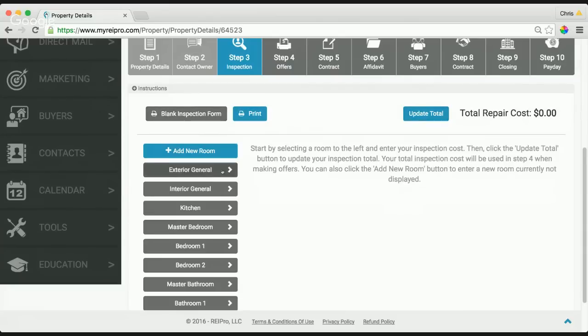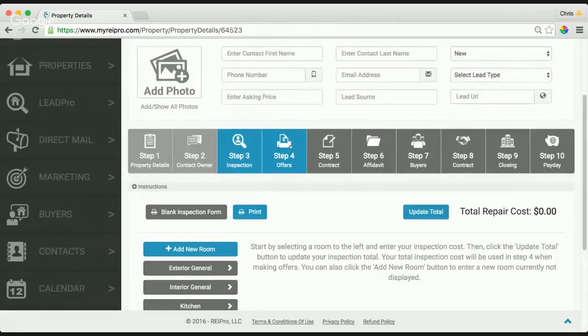You need to update this total. And then because we're going to use this total in step 4, which is how do we make an offer? We're going to be talking about that in the next training session. And at the end of the day, if you're not making offers, you're not making money. It's that simple. Got to make offers. We're going to go through the contract side of it as well.